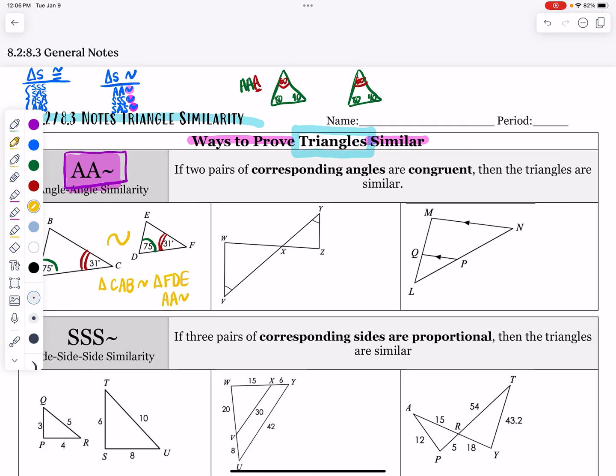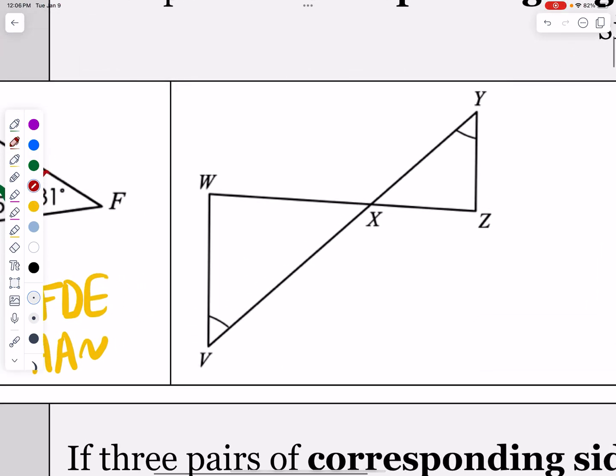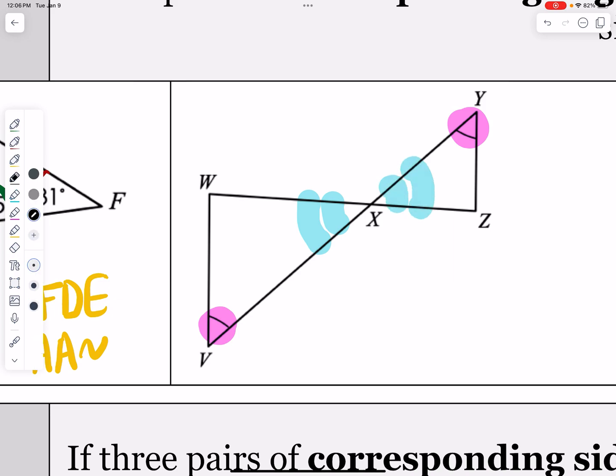Okay, so this one doesn't have any numbers at all. These two triangles don't have any numbers, but so far at least I do have one set of angles that are marked as congruent to each other. You might think that's not enough information, but because these triangles are overlapping, I can add vertical angles right here. The vertical angles theorem tells us that vertical angles are congruent to each other.